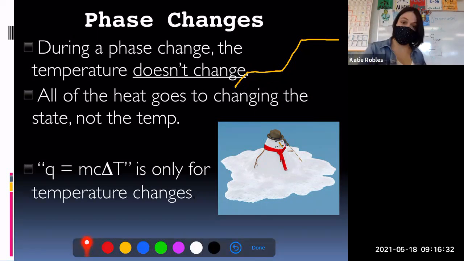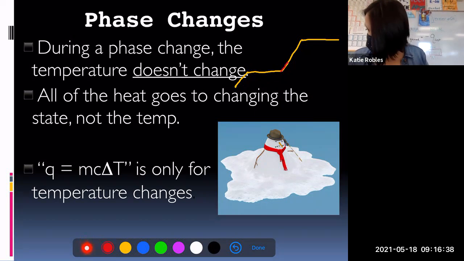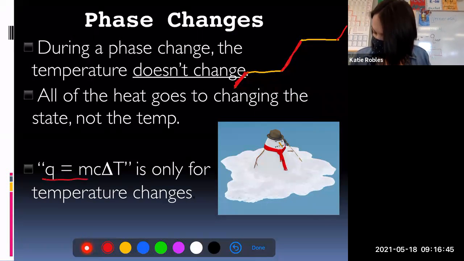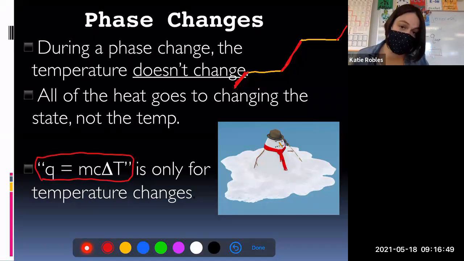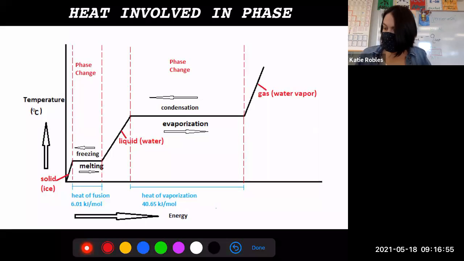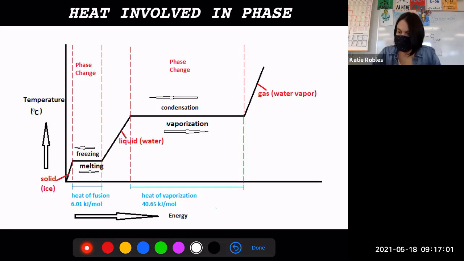So the formula Q equals MC delta T is only for temperature changes. It's only for this portion of the graph, this portion of the graph, this portion of the graph. That's where Q equals MC delta T counts. During the phase changes, we actually have another equation that we're going to talk about today. So this is heat involved in phase changes here.